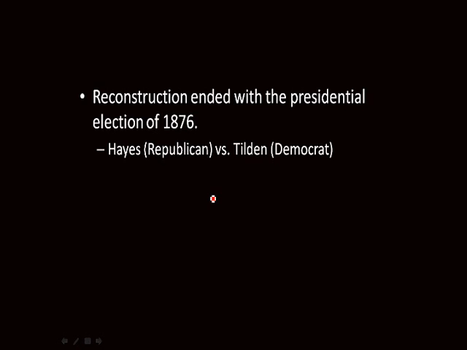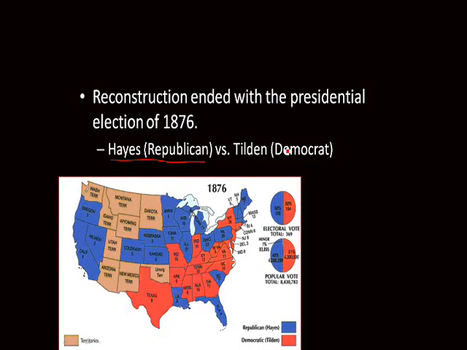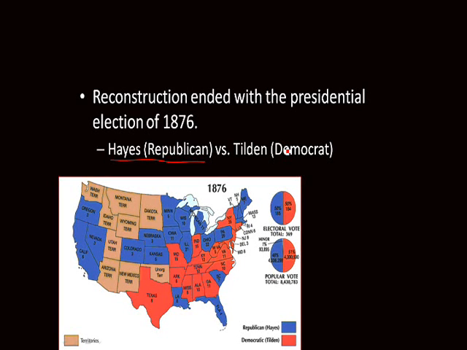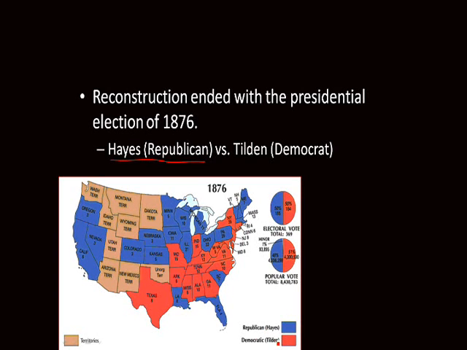Reconstruction comes to an end with the election of 1876. All right, Rutherford B. Hayes is the Republican candidate. Samuel Tilden is the Democratic candidate. Now, I love looking at electoral maps because it does give you a ton of information. If you look down here, the blue represents Rutherford B. Hayes. The red represents Samuel Tilden.